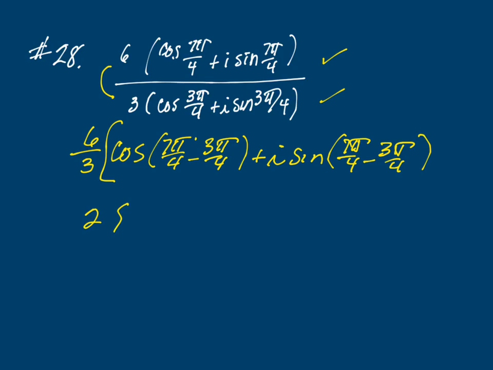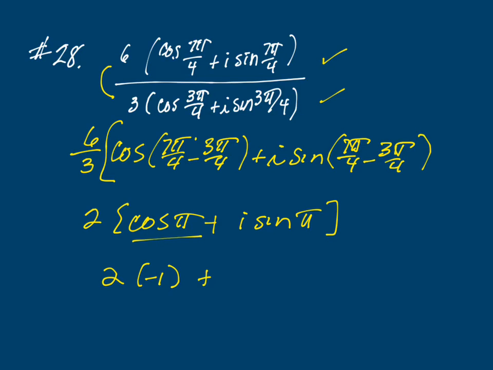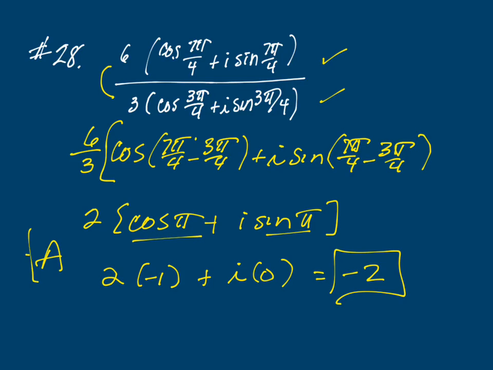So you get 2, and that would be the cosine of pi. 2 cosine pi plus i sine pi. So cosine of pi is -1, so 2 times -1 plus i, and sine of pi is 0. So you just get -2. Equals -2. So for 28, that was A.